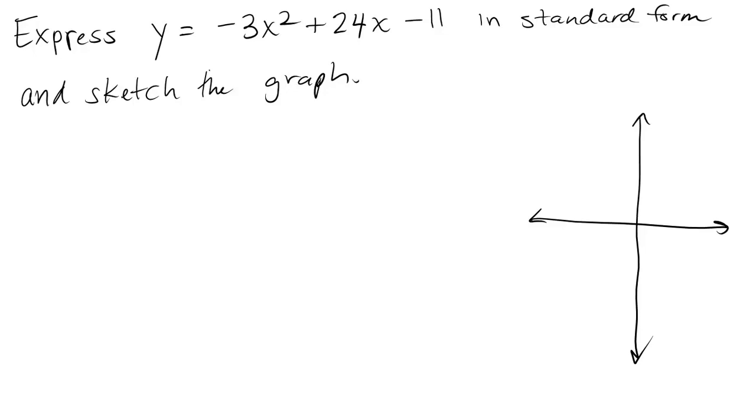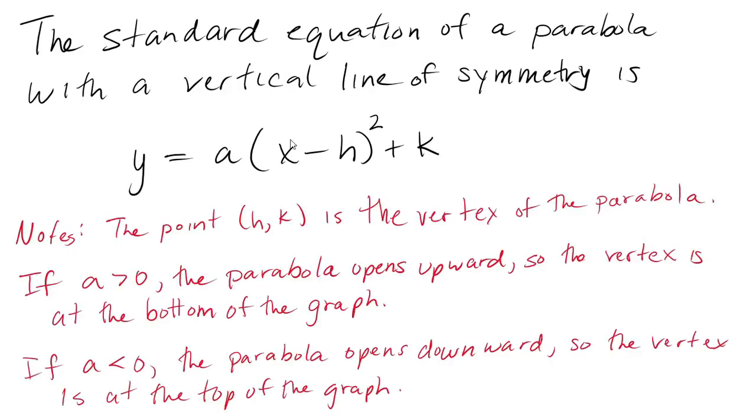When we write this in standard form, the expression that's being squared is of the form x minus h. So that means we have to deal with just an x squared.